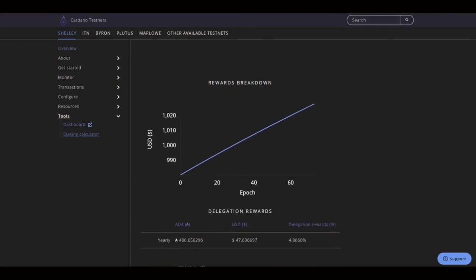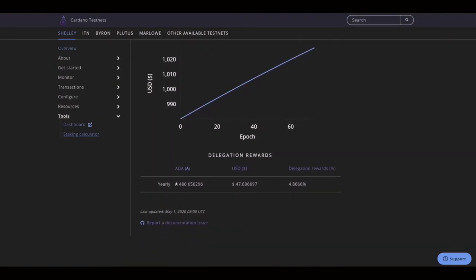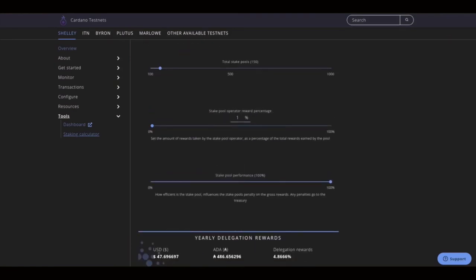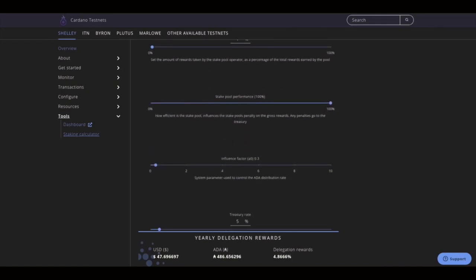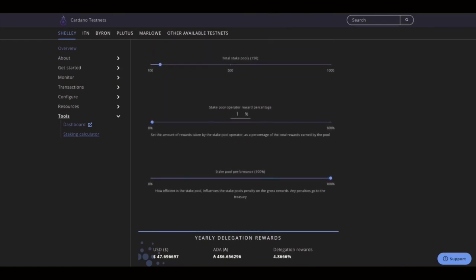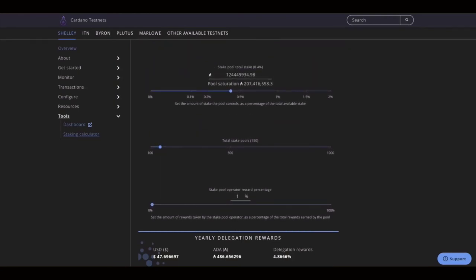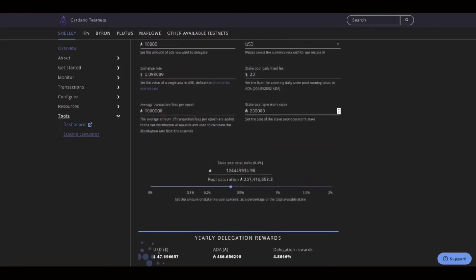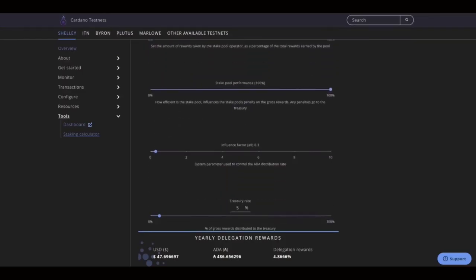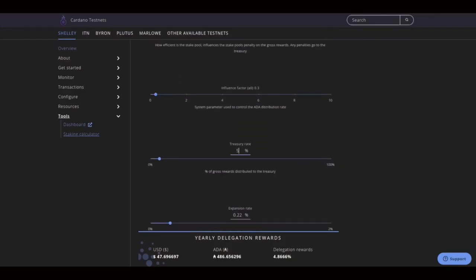And then again, you see the same breakdown. And now, of course, you can play with these things. For example, you can see what happens if the pledge is higher. If that is 10 times higher, you see that your rewards go up a bit, but not by very much. Or what happens if the Treasury is lower, if it only gets 1%. In that case, rewards go up quite significantly.